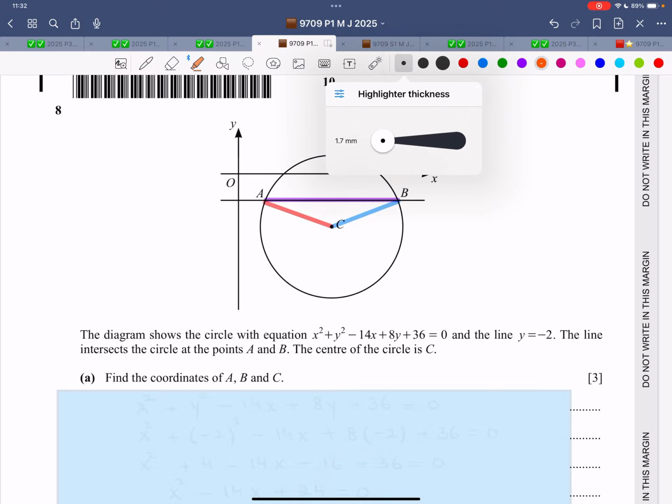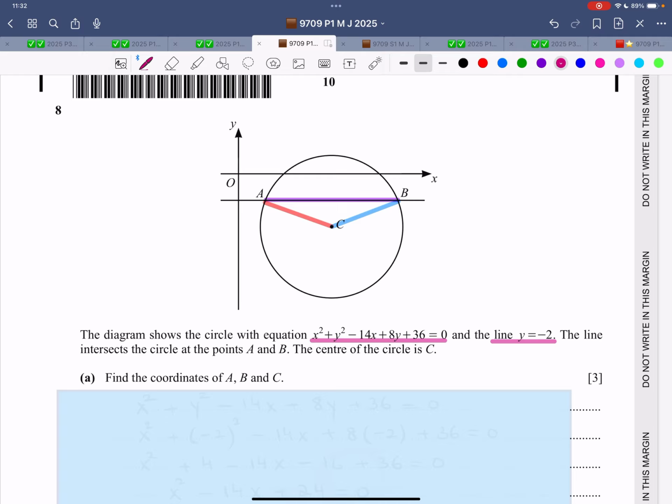They are saying, let me highlight it. So now it says the diagram shows a circle with equation such and such. That is in the general form. And the line y is equal to -2. So now I can see this line, that is y is equal to -2. That is this line. And the circle is already drawn.